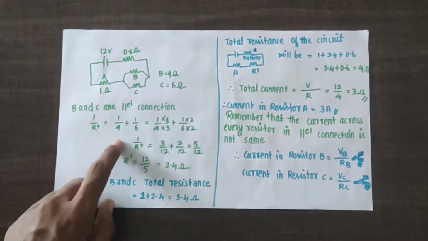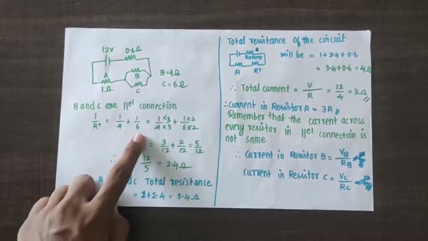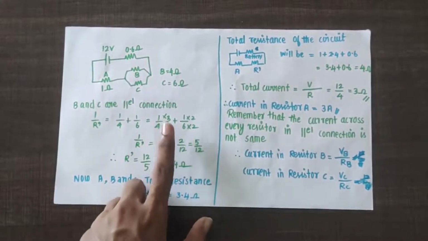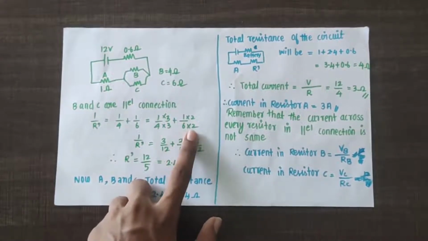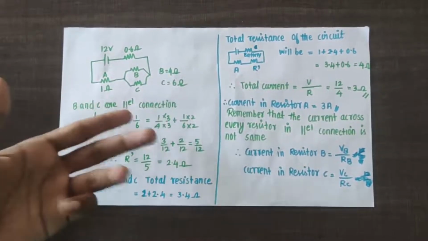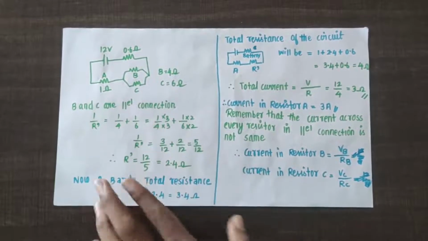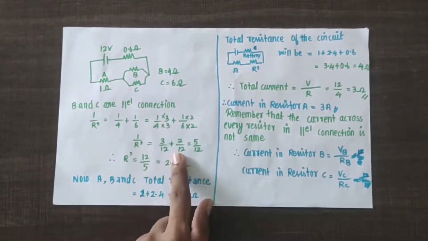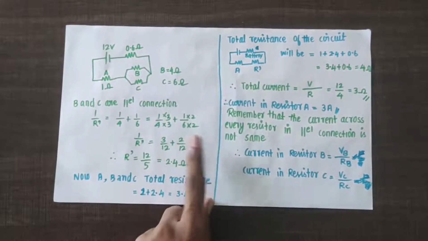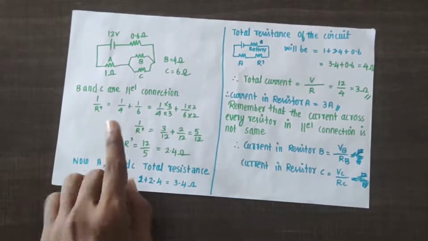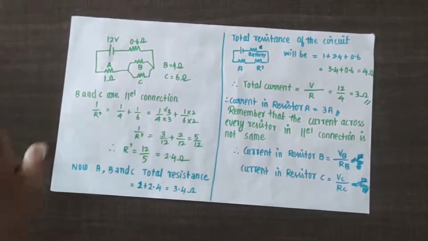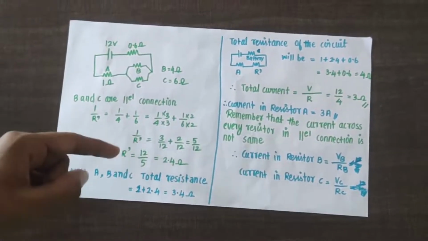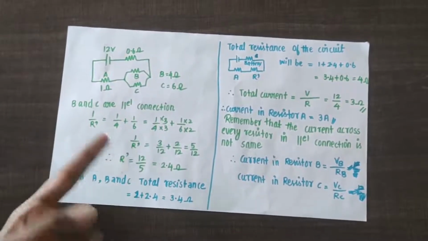Now you simplify. The LCM of 6 and 4 is 12. To make 12 here I am multiplying 4 by 3, so 1 into 3. For 6, you multiply by 2 to get 12, so 1 into 2. So 3 by 12 plus 2 by 12. The denominators are the same, so put 12 and add only the numerators: 3 plus 2 equals 5. This is not R dash, this is 1 by R dash. For R dash we take the reciprocal, that is 12 by 5, which is nothing but 2.4 ohm.